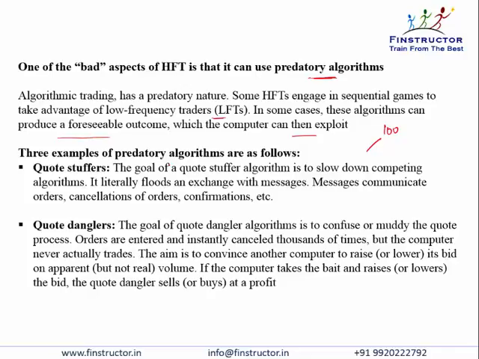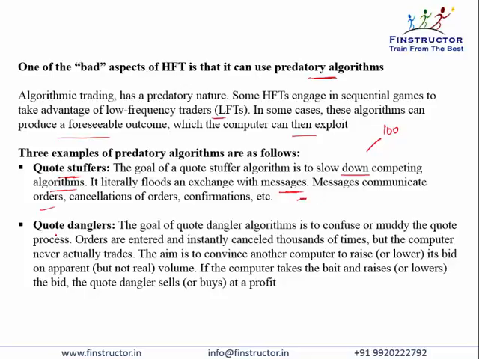So some examples of predatory algorithms is a quote stuffer. The quote stuffer tries to slow down competing algorithms. So it will flood the exchange with random messages, messages of orders, order cancellation, order confirmation, etc. So another algorithm may think that there is a lot of trading happening in the stock, so the other algorithms also start placing a lot of orders on this stock.